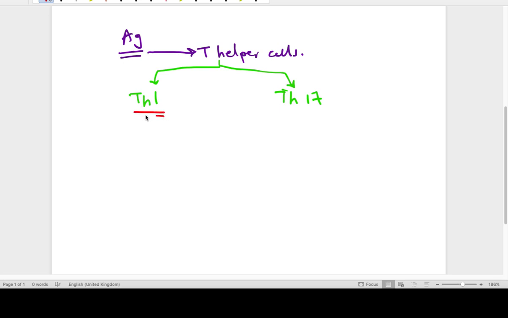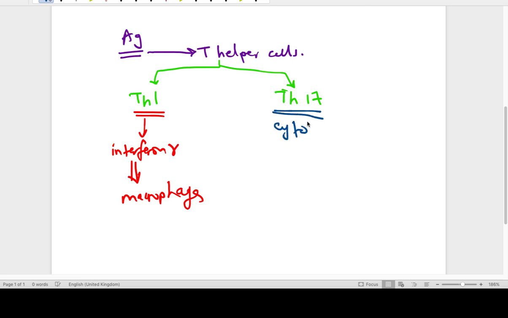T helper 1, as you know, produces interferon gamma. And interferon gamma recruits macrophages. T helper 17 produces certain cytokines, including cytokine 17. And cytokine 17 recruits white blood cells. These white blood cells will secrete cytokines that cause tissue destruction, myelin destruction.